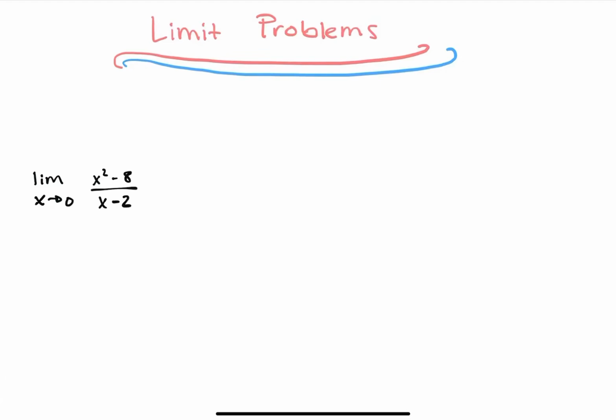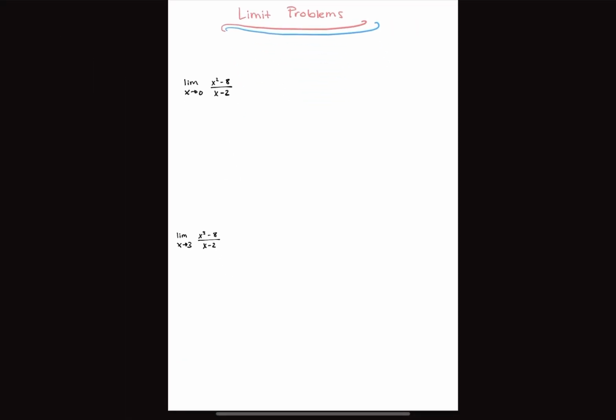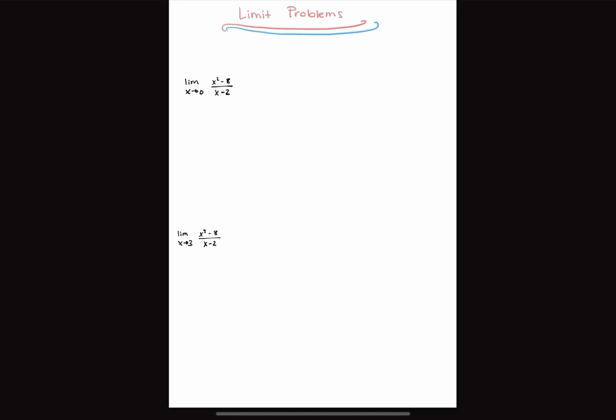Hey guys, in this video I'm going to show you how to do a couple more limit problems. So for these we have the limit as x is approaching 0 of (x squared minus 8) over (x minus 2). We also have the limit as x is approaching 3 of (x cubed minus 8) over (x minus 2). Sorry, that was x cubed.